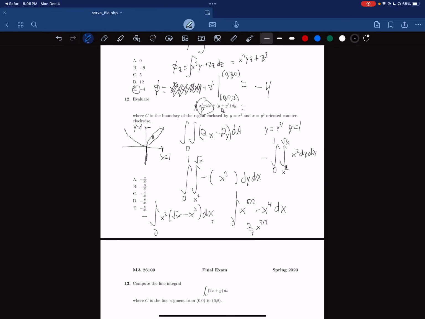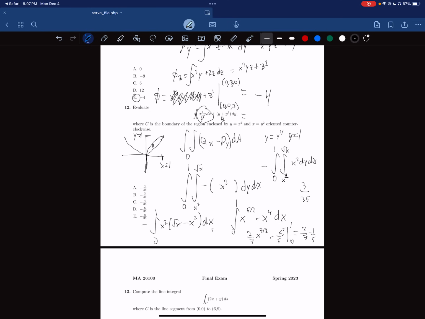I guess the exponent doesn't matter. That's what I meant to say. Minus 1, or x to the 5th, over 5. Make that 5 a little bit acceptable. Okay. And this would really just be 2 over 7 minus 1/5. Do some fraction math here, and okay, we should be ending up with 3 over 35, I believe. 3 over 35 equals that right here.